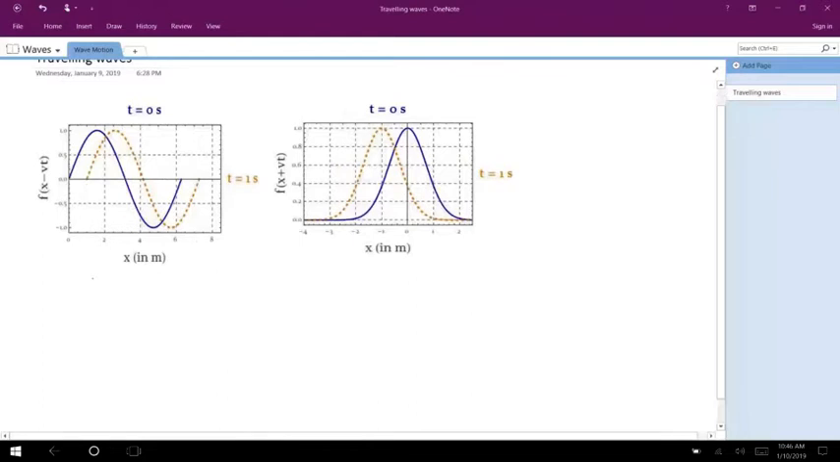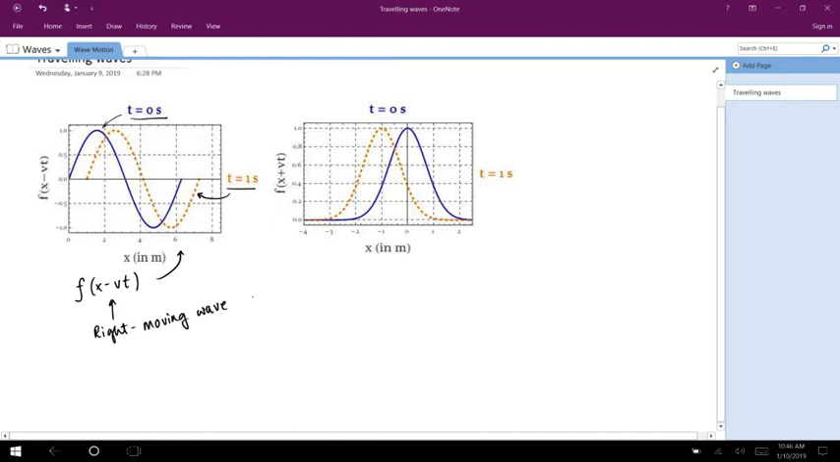So this function, f of x minus vt, has that form, meaning at time t equals 0, it was this blue curve, and at time t equals 1 second, so a little bit later, it's this orange dashed curve. So it progressed, and it moved to the right. So this is a right moving wave.